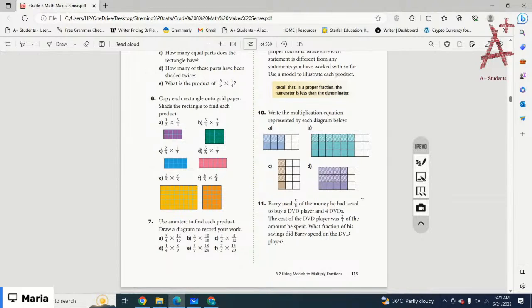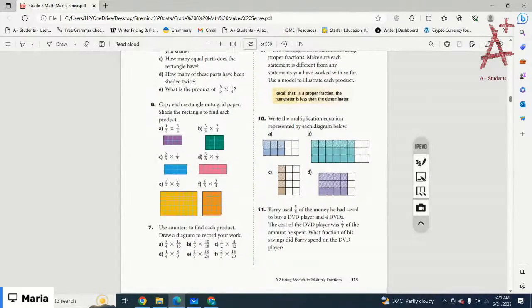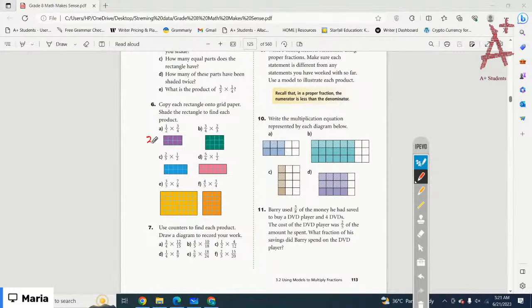That means you have 3 of the portions colored. It would be 3 over 8. That would be 3 over 8. That would be 1 over 2.